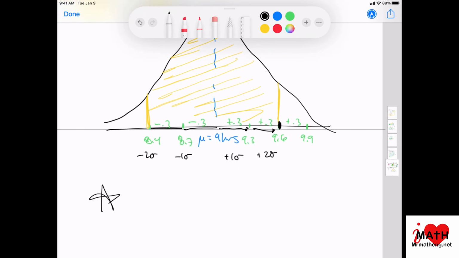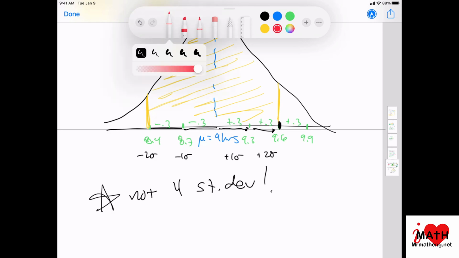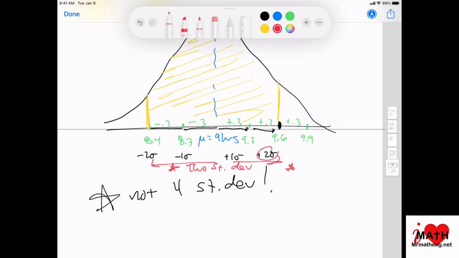Okay, so this is not 4 standard deviations. We basically say this is 2 standard deviations away from the mean. We call this 2. Just look at this number there.